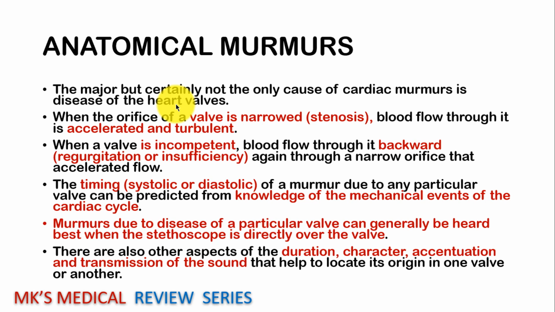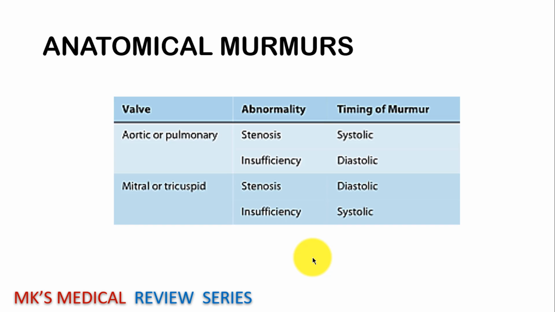So knowledge of the mechanical events that are happening in the cardiac cycle helps us to predict where the pathology is. The murmurs due to disease of a particular valve can generally be heard best with the stethoscope directly over that same valve. That's the rule of thumb. And there are also other aspects of a murmur that you really need to know: the duration, the character, accentuation, and the transmission of the sound. That also helps to pinpoint where the murmur is coming from.